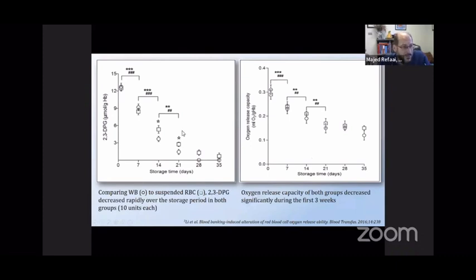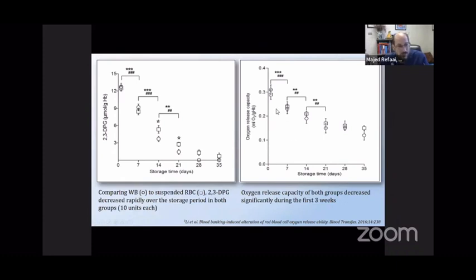This is another study, which was to show us and compare whole blood versus suspended red blood cells. They studied the 2,3-DPG, and as you can see, it decreased significantly within the first week. This is another study to show us how significantly it does decrease. By almost the third to fourth week, it's very, very low and almost non-detectable.